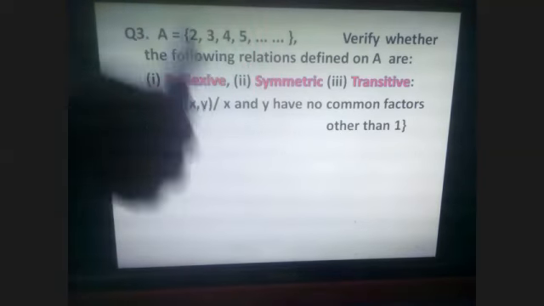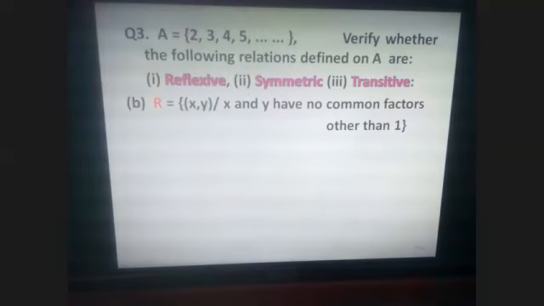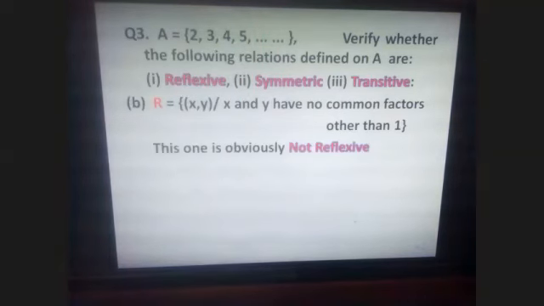(2, 3) is a member, (2, 5) is a member, but (2, 4) is not a member. (2, 2) is not a member. Obviously, it is not reflexive. I'm not going for it. You can produce one example. Symmetry. What about symmetry? If (2, 3) is a member, 2 and 3 have no common factor. Naturally, 3 and 2 have no common factor. We can write the steps. I'm avoiding that step. What about transitivity here?